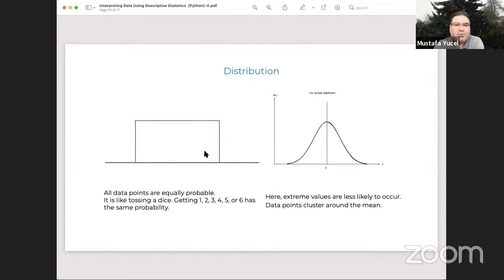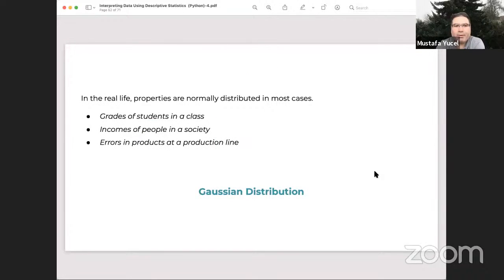Here you will see another distribution. In this distribution, it's like tossing a dice. You have a dice and getting 1, 2, 3, 4, 5, or 6 has the same probability. Getting 1 has probability 1/6. Getting 3 is 1/6, or getting 6 is 1/6. All probabilities are equal. But in this case, getting something similar to the average is highly probable, but getting an extremely large number or extremely small number is less likely. So this is a normal distribution. In real life, properties are normally distributed in most cases, not every case. Grades of students in a class, incomes of people in a society, errors in products in a production line are distributed normally.